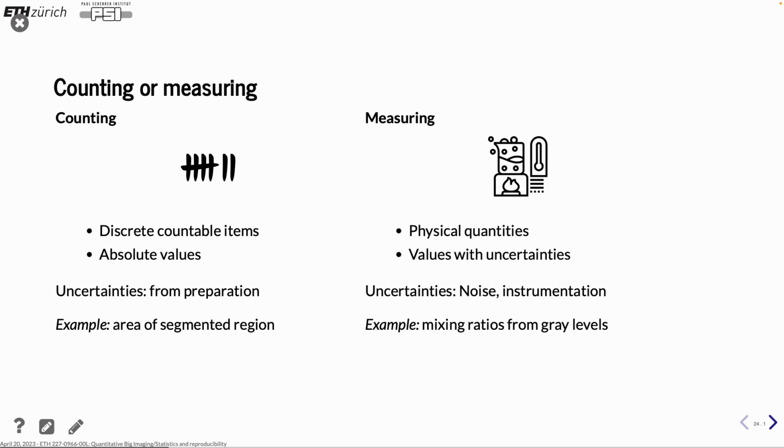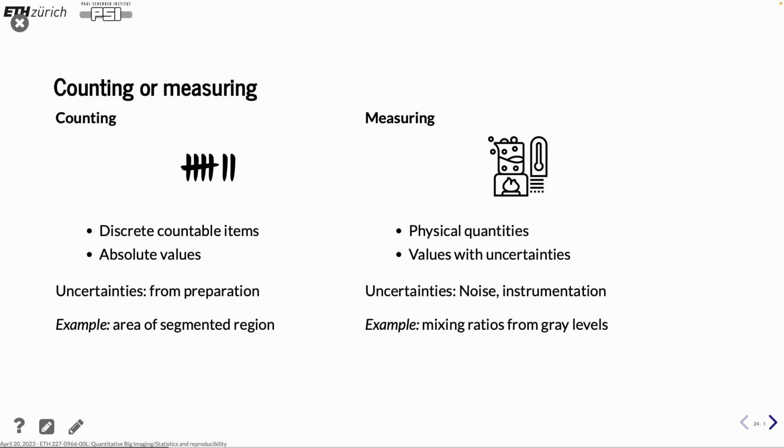In our imaging experiments, we have two cases. One is that we count things, and the other is that we measure things. For the counting, we have discrete items that we can count, 1, 2, 3. And we mostly have absolute integer values. I don't think we're talking about fractions of objects. And here the uncertainties are not so obvious. I mean, you have a certain number of pixels, you have a certain number of items. So the uncertainties come more from the preparation of the data. An example of counting is the area of a segmented region.